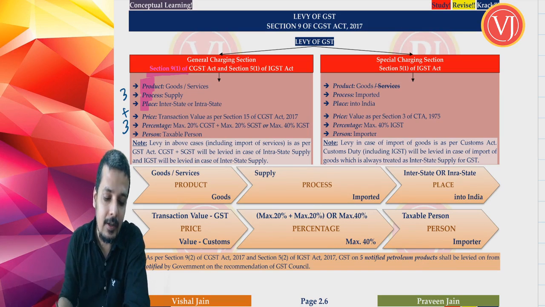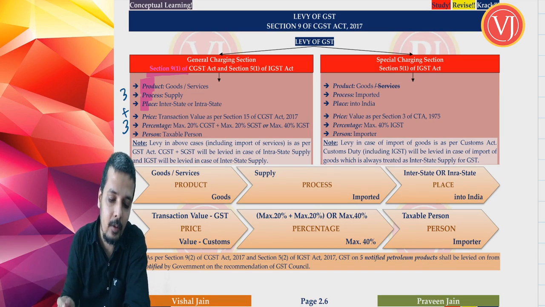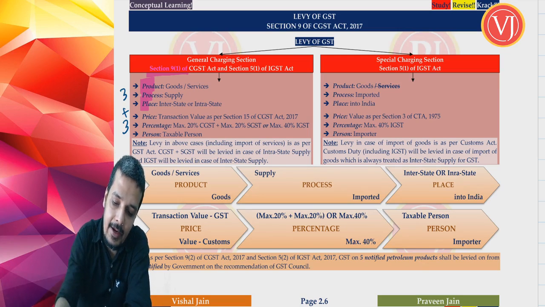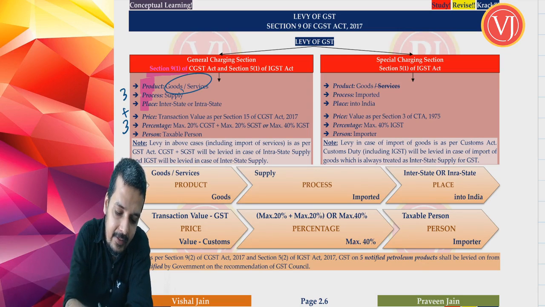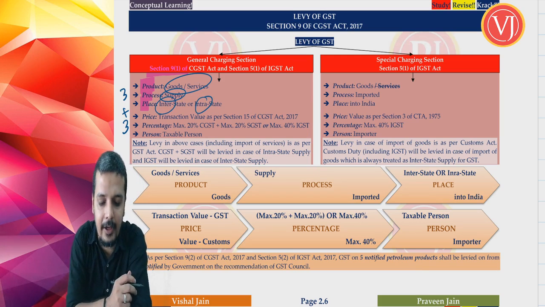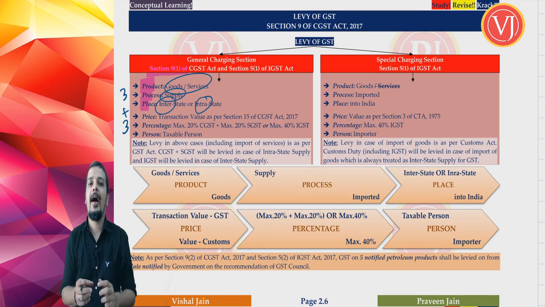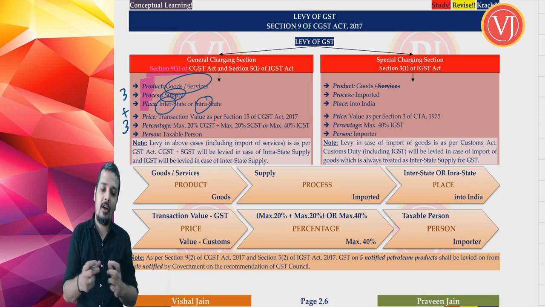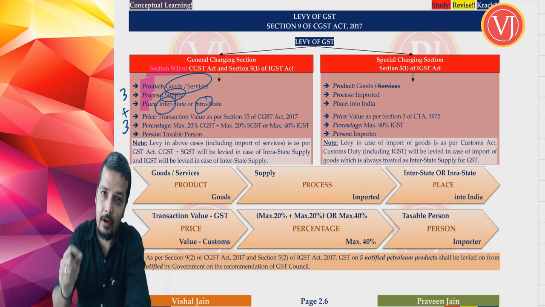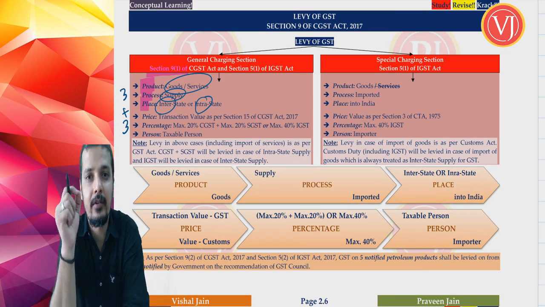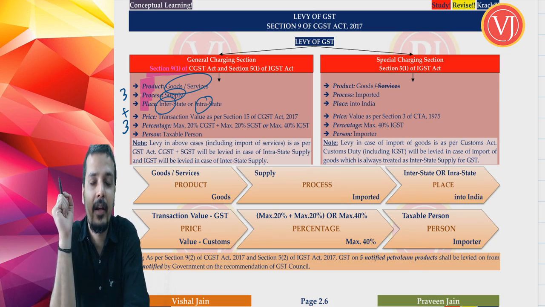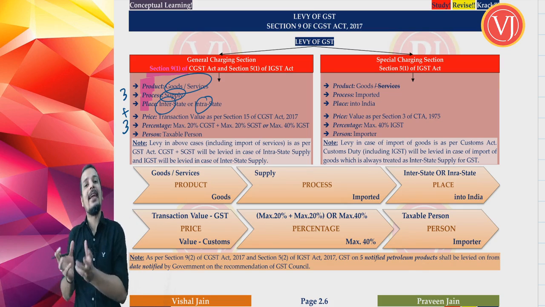Once you tell that the product that you are dealing with is goods or services, and then you tell that the transaction is supply, and it is either interstate supply or intrastate supply, once you satisfy all the 3 P's, what is the product, my friends? Goods or services. What is the process, my friends? A very important term, supply. And what is the place, my friends? It is either intrastate or interstate.